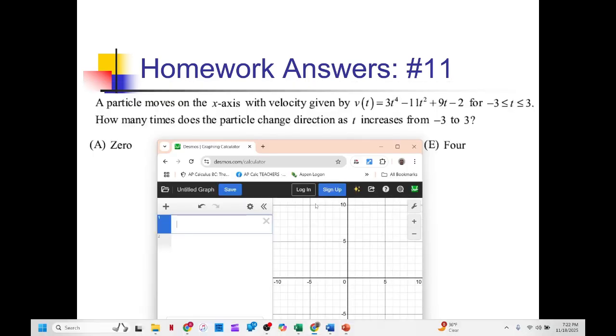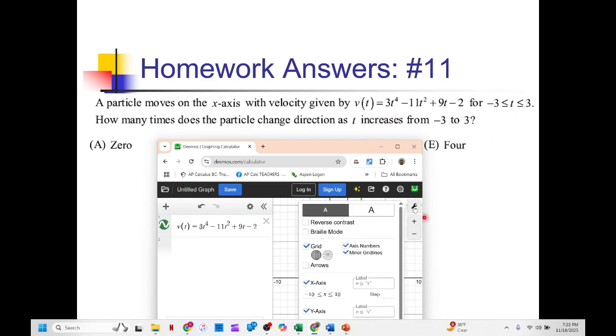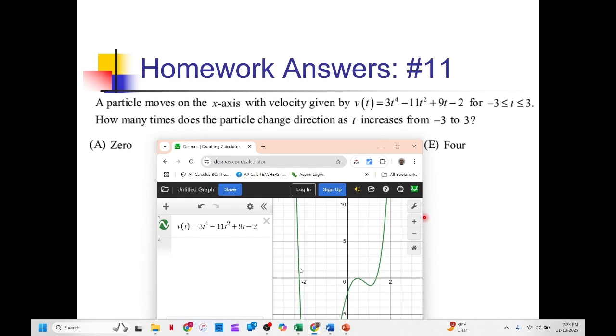Well, let's go to Desmos and find that out. So I'm just going to put my v of t function in here. So 3t to the fourth, and then minus 11t squared plus 9t minus 2. And we want this on the interval from -3 to 3. So let me just adjust that so I can focus in. I'll just do -3.5 to 3.5 so I can see a little bit beyond my interval.